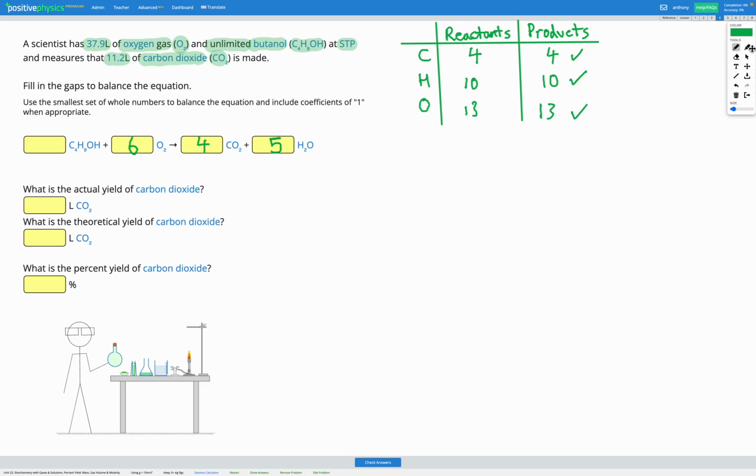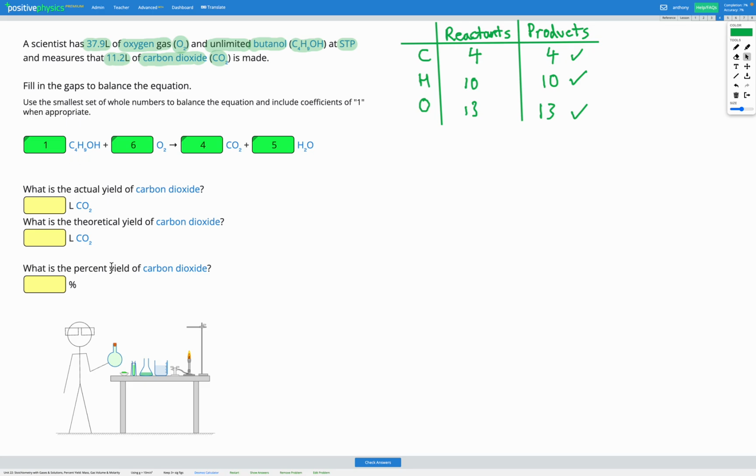I can go ahead and put in my numbers. And same as every time on this platform, you need to enter a 1 on the website when you've just got one of it, even though if you were just writing down the equation, you wouldn't need to put a 1 there. Okay, great. Our equation's balanced.